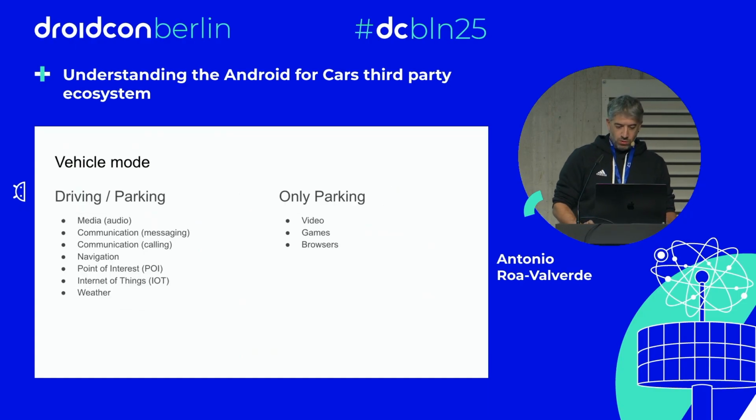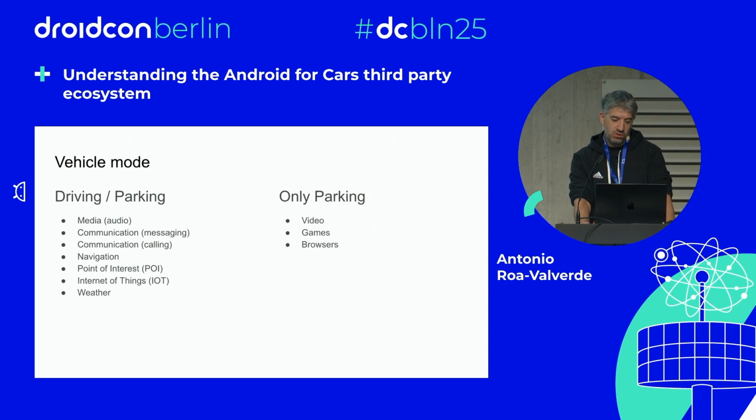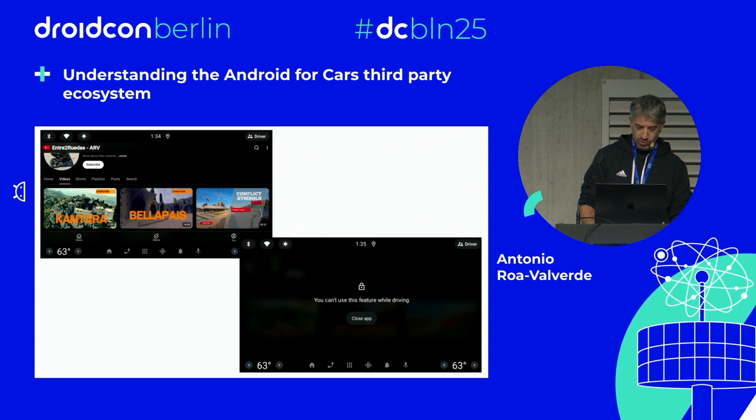So when it comes to the vehicle mode, we can see that there are some categories that are only available for parking mode. Most of these are the most distracting categories. As I said, video, games, and browsers. Here we have an example of YouTube. And this is exactly what happens on the screen below. You are watching a video, and then you enter driving mode. The operating system will block your screen. You won't be able to see the video. There are some applications that do a good transition from video to audio, but I still haven't tried them.